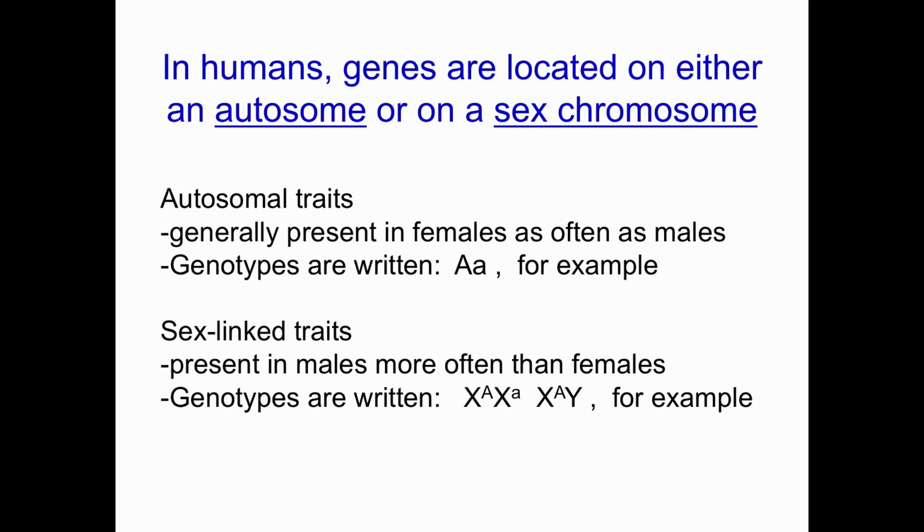So if we have an inheritable trait that's carried on the X chromosome, it's much more likely to be seen in men than it is in women, because men only have one X chromosome. If it's on the X, then they don't have any opportunity to hide it behind the other X, right? They only have one X. And so if it's on that chromosome that they inherit, then they are going to show the condition.